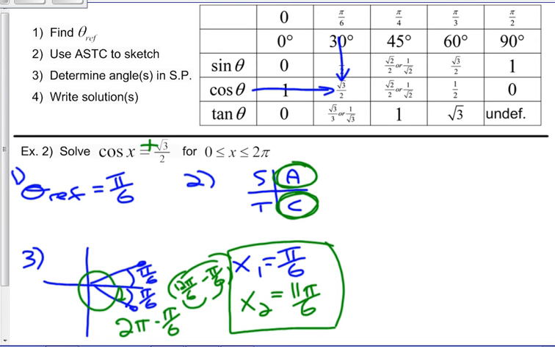Those are our two values that should give us a cosine of positive root 3 over 2. And again, if you threw them in your calculator, it would confirm that. It might give them to you in decimal version, but it would confirm what we expect here.